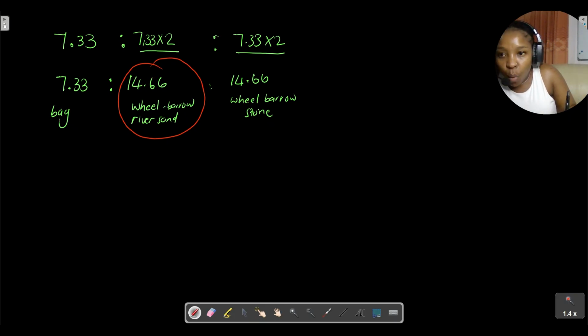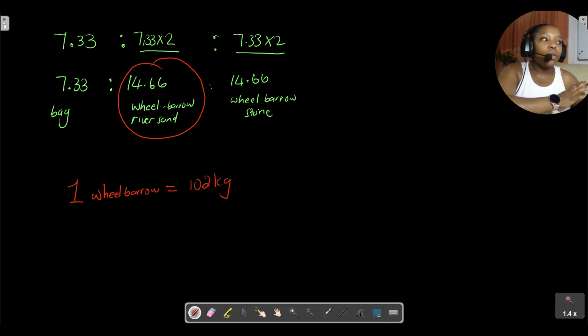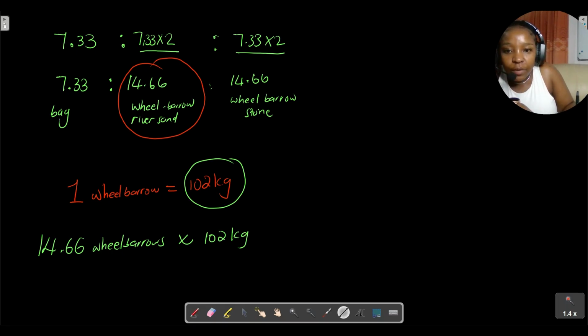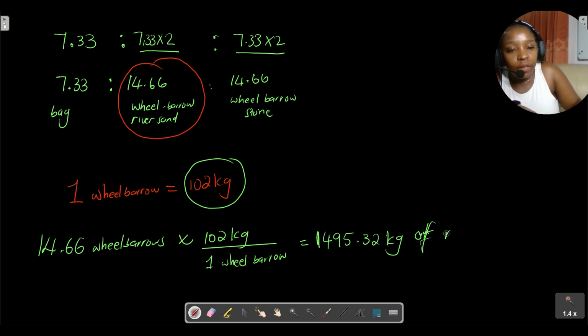We were told that 1 level wheelbarrow is equal to 102 kgs. So to convert these wheelbarrows into kgs, we're just going to take 14.66 wheelbarrows multiplied by what we want, the kgs, divided by what we have, 1 wheelbarrow. 14.66 multiplied by 102, you'll get that you need 1495.32 kgs of river sand.